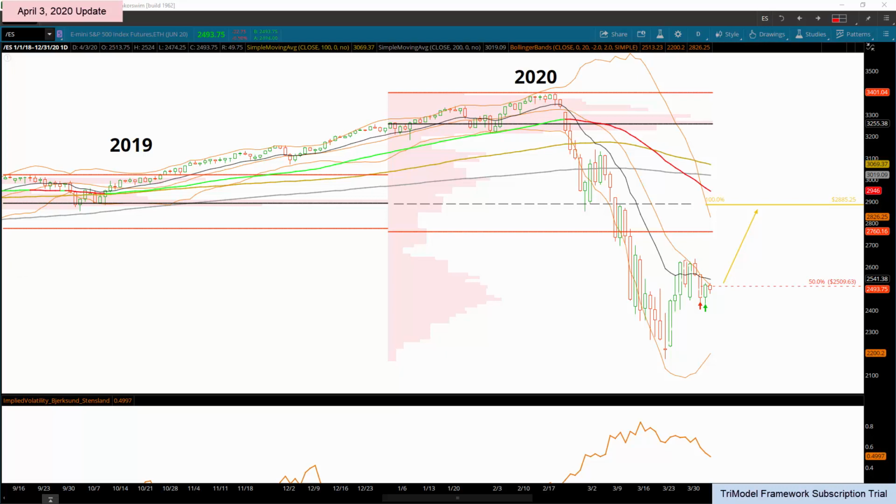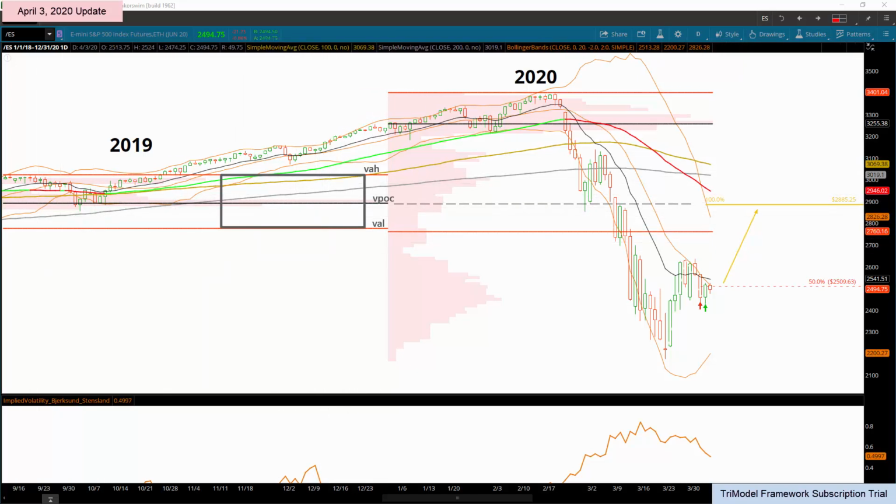Now, this right here is our 2019 value area. Value area high, right here. This is our value area low, and this is our volume point of control. The volume point of control within the value area is the longest volume bar within the value area.